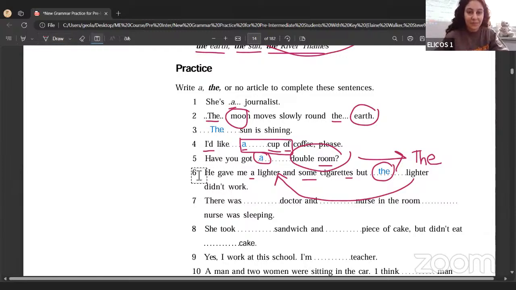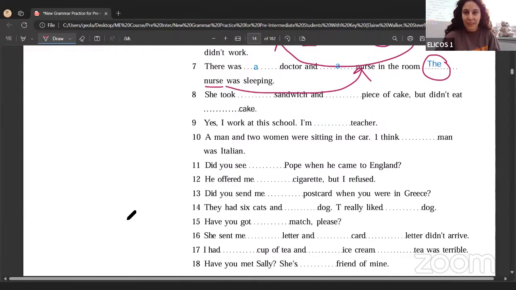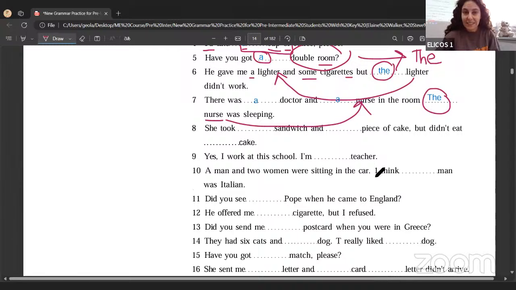7, Sarah? Yeah, again, so first time I mentioned a doctor, a nurse, but now I'm very specific to talk exactly about the nurse, which I said before. Okay, the nurse was sleeping. Javiera for 8.